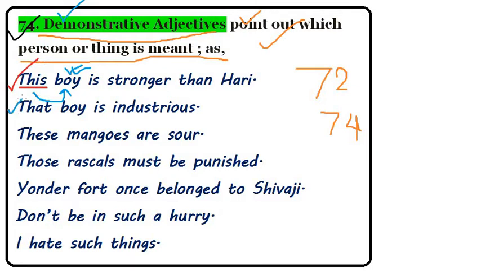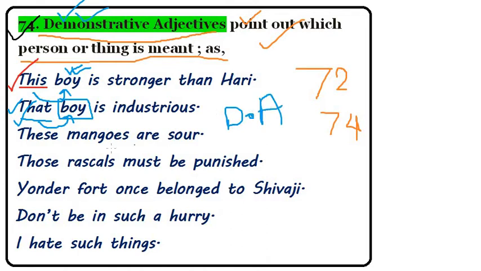Now the second one. That boy is industrious. In this sentence the adjective is that, means demonstrative adjective. So here it is again telling that boy. Okay, it is pointing out boy, which is the noun in this sentence. So here again that is the demonstrative adjective in this sentence.